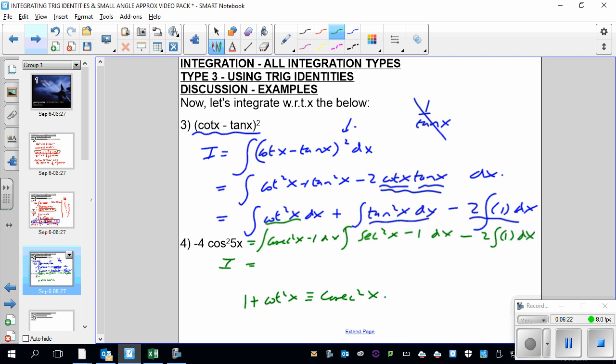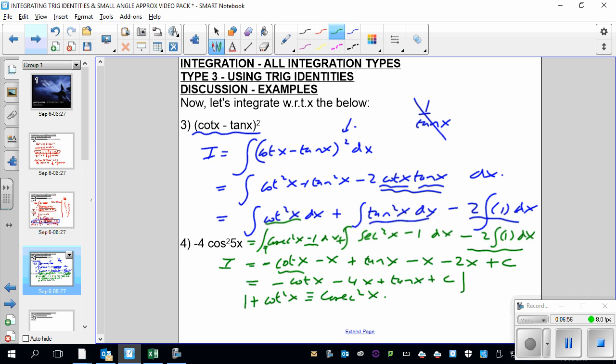So firstly, cosec squared integrates to cot x. Quick differential to check. Cot x differentiates to minus cosec squared. There's no minus here, so I need to put a minus there. The minus 1 is going to go to minus x, that's all good. And then we've got our sec squared x, which we know is tan x. We've got a minus 1, which is minus x. And then we've got minus 2 lots of 1, so that's minus 2x plus c. So simplifying that up, we get minus cot x minus 4x plus tan x plus c.